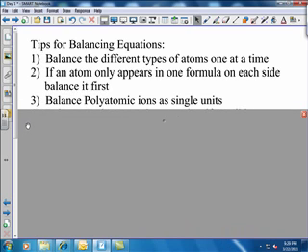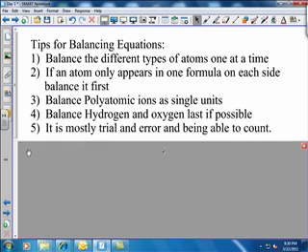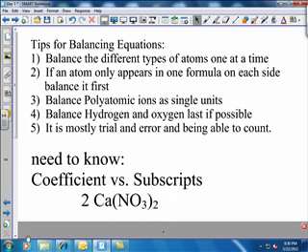The third one is balance polyatomic ions as single units, and I'll show you that. And the fourth one is balance hydrogen and oxygen last, if possible. It's not always possible. And the bottom line with all balancing is that it is mostly trial and error and being able to count. Okay? There's no real magic to this other than you putting in the time and the effort to actually do it.